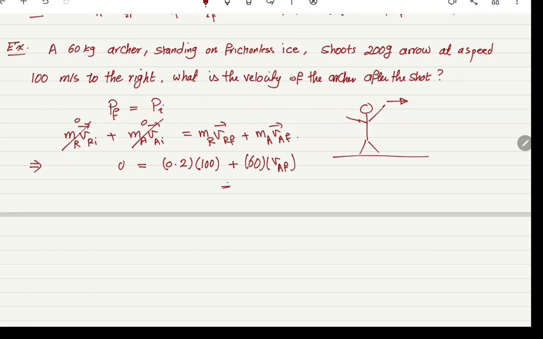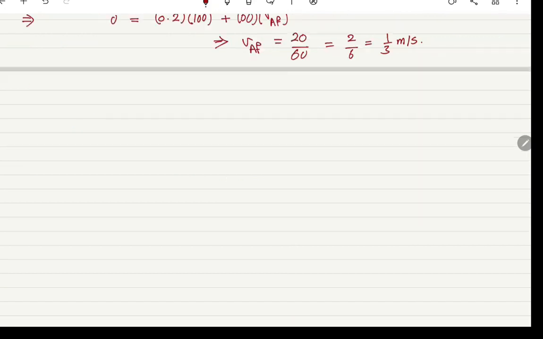You rearrange this and you will find that V archer final equals 20 over 60, or 2 over 6, or 1 over 3 meter per second. Now another example.